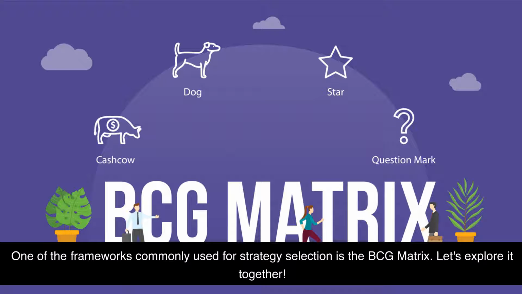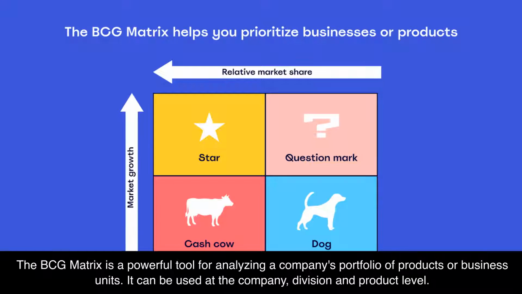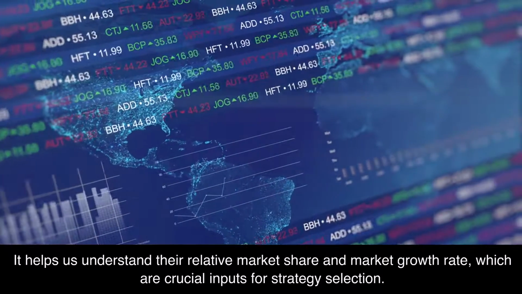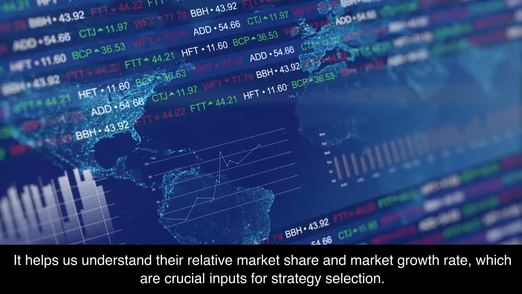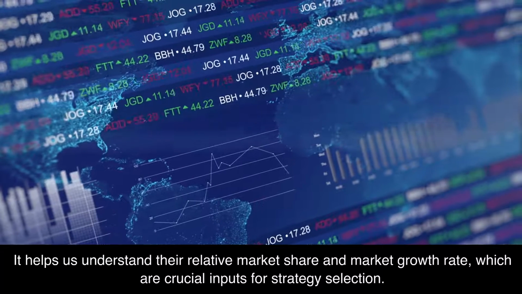One of the frameworks commonly used for strategy selection is the BCG Matrix. Let's explore it together. The BCG Matrix is a powerful tool for analyzing a company's portfolio of products or business units. It can be used at the company, division, and product level. It helps us understand their relative market share and market growth rate, which are crucial inputs for strategy selection.